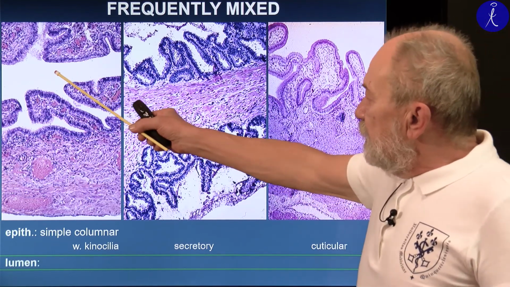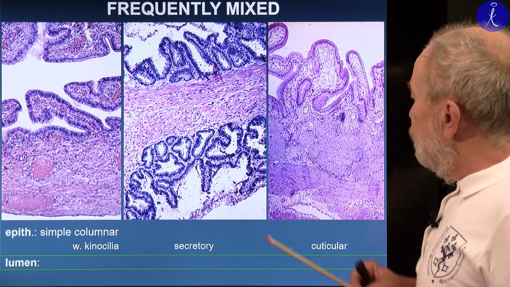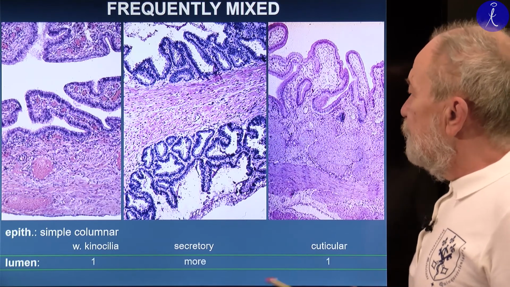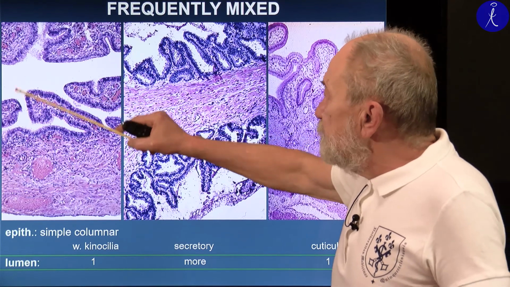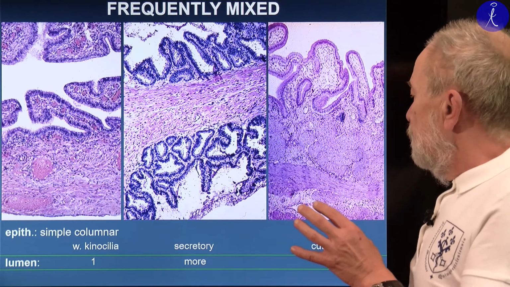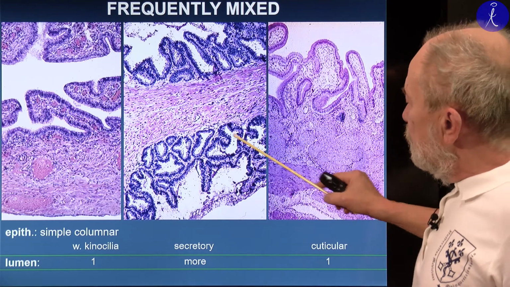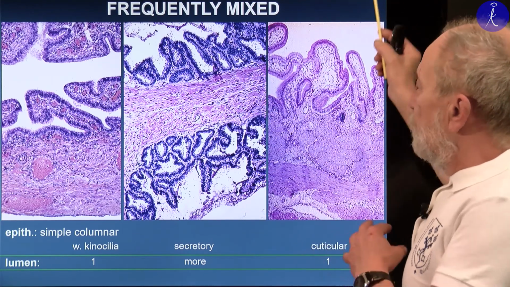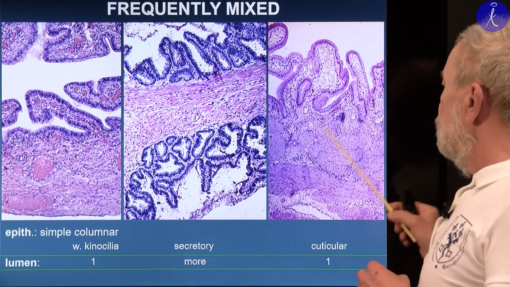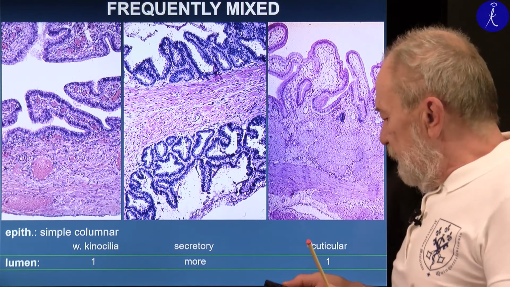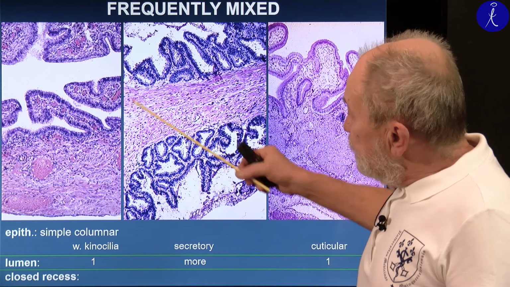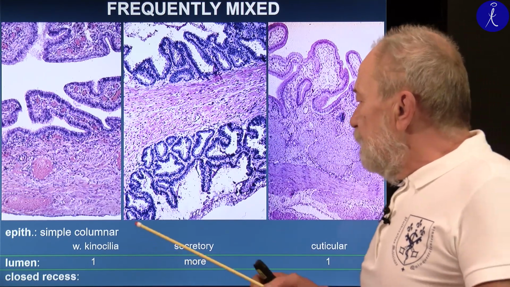When you look at the lumen, this again makes a difference. In case of the first slide, there is only one lumen in the slide. In case of that one, similar, but 2, 3, more than 1 lumens, and again only one is seen in this case. And the recesses you should look at now.